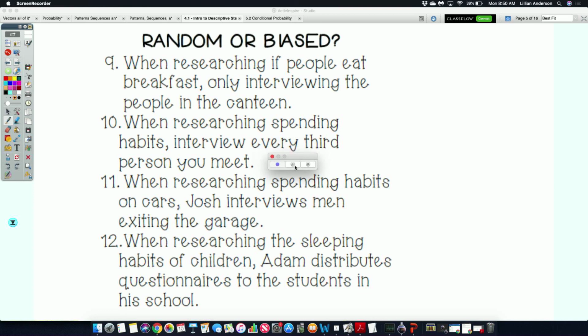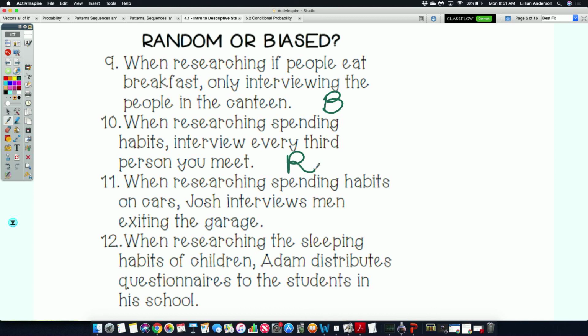For number 9, when researching if people eat breakfast, only interviewing people in the canteen. First off, what is a canteen? It's a cafeteria, like with folks in the army, what they call their mess hall. Random or biased? Biased. Very much so. There could be people eating other places, like in our school, they eat in the cafeteria, they can eat outside, they can eat in the teacher's room. That's very much biased.